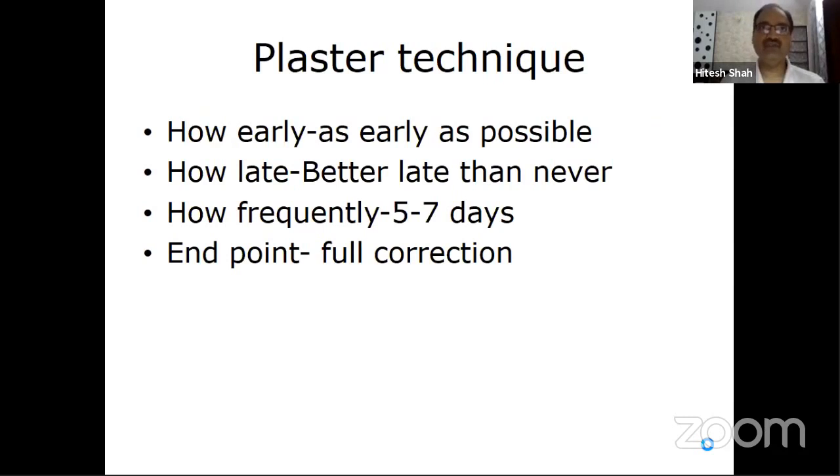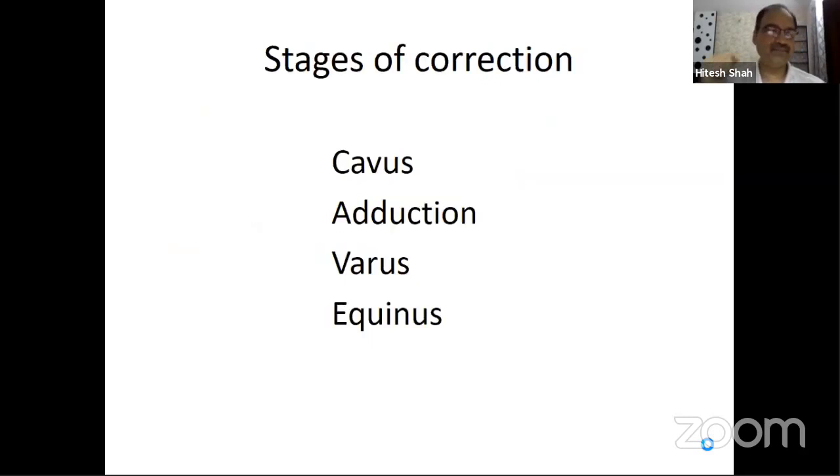How frequently do we need to change the cast? It should be changed every 5 to 7 days. The end point of the plaster technique must be full correction.